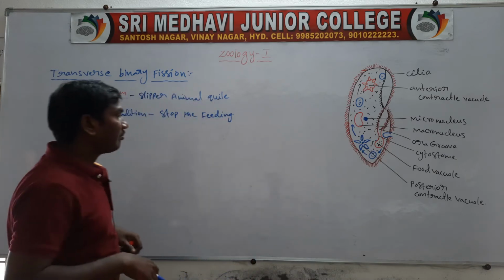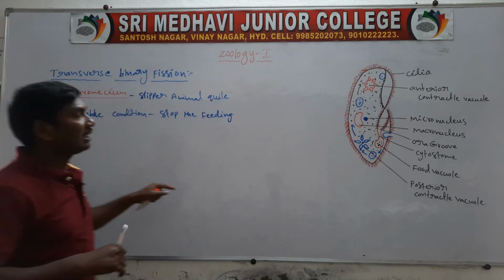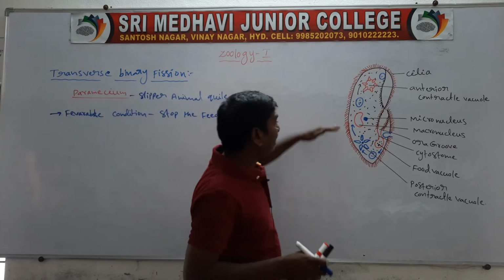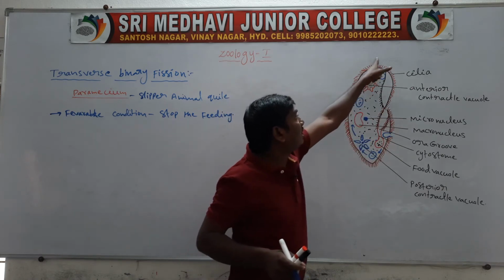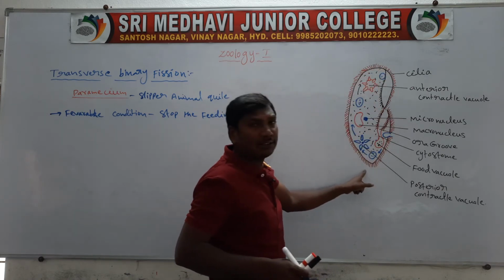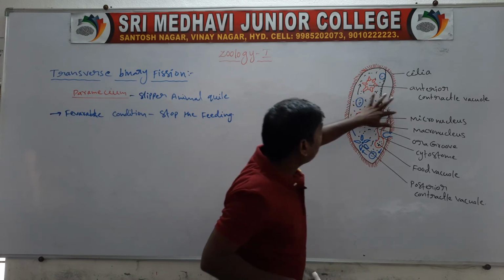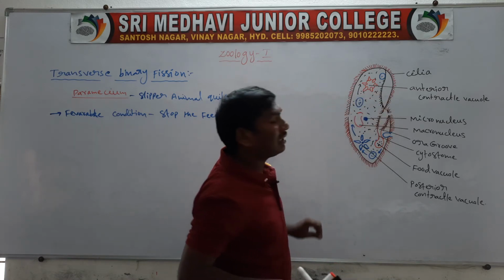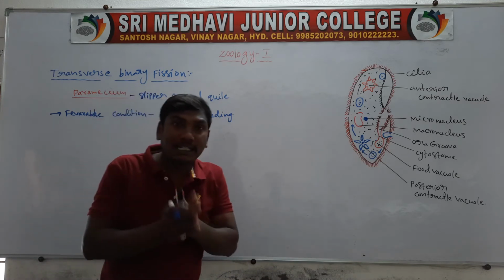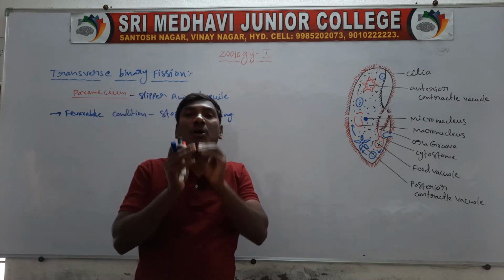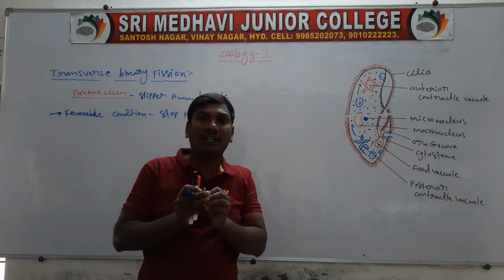Next one, first step. The division occurs transversely, not longitudinally. Longitudinal means straight, from anterior to posterior. This division is transverse division, cutting through the middle. In favorable conditions, first the paramecium stops feeding.